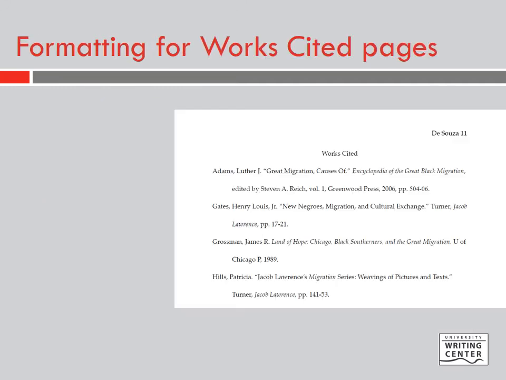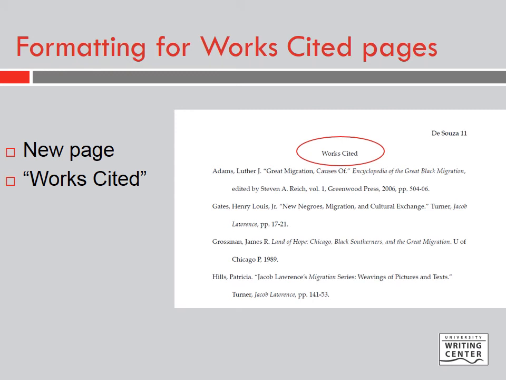The Works Cited page is where you will list all the sources used in your paper. Continue to double space the text, use Times New Roman font, and include your header with the page number and your last name. The Works Cited page needs to begin on its own new page at the end of your project. Works Cited needs to be centered as the first line on the page.